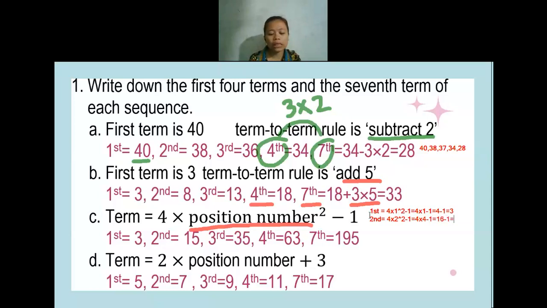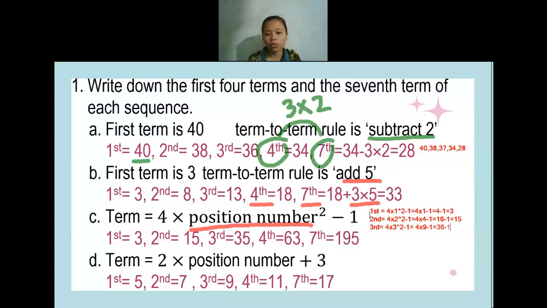16 minus 1 is 15. That's why the second term is 15. For the third term, do the same thing. So 4 times 3 to the power of 2 minus 1. 3 to the power of 2 is 9. So we will have 4 times 9 minus 1. 4 times 9 is 36. 36 minus 1 is equal to 35.